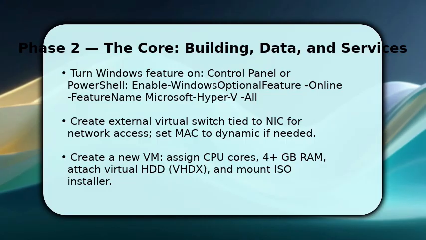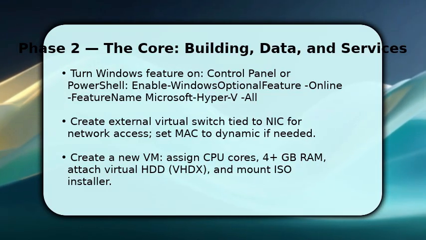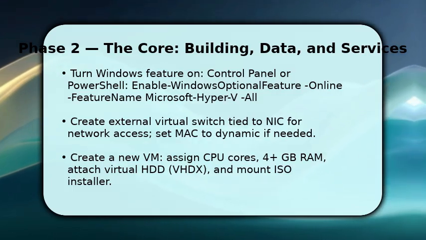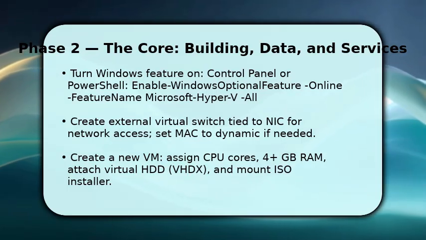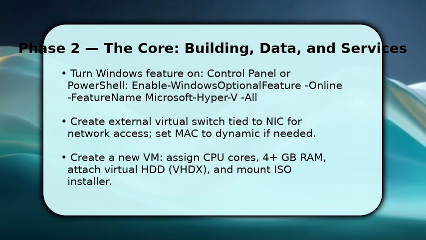Once back in Windows, install Hyper-V using Control Panel or PowerShell. This adds the Hyper-V Manager and services. Then open Hyper-V Manager and create an external virtual switch to give guests network access through your physical NIC. This ensures internet connectivity and proper bridging.